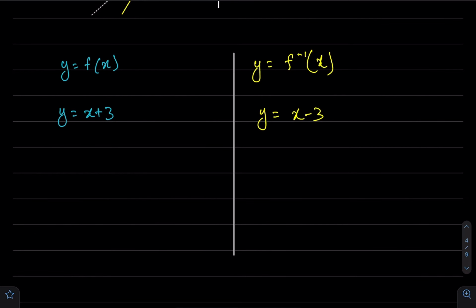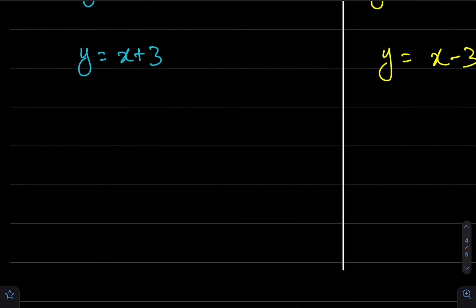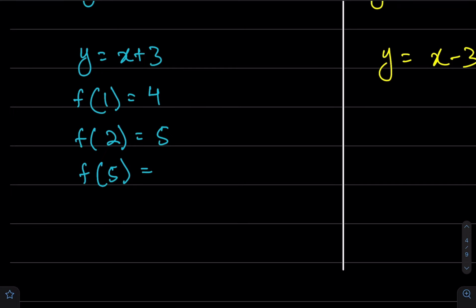Now for these two functions, we're going to input some numbers in it. Let's input our number 1. We're going to get 1 plus 3, which is 4. Let's input the number 2. We'll get 5, because 2 plus 3 is 5. Let's input the number 5. We'll get 5 plus 3, which is 8.